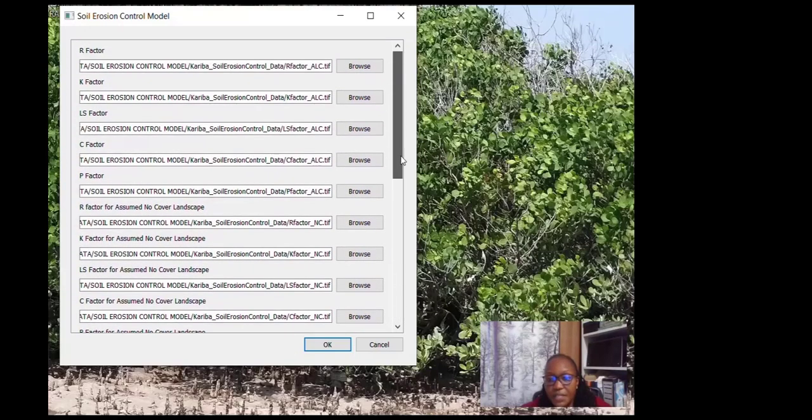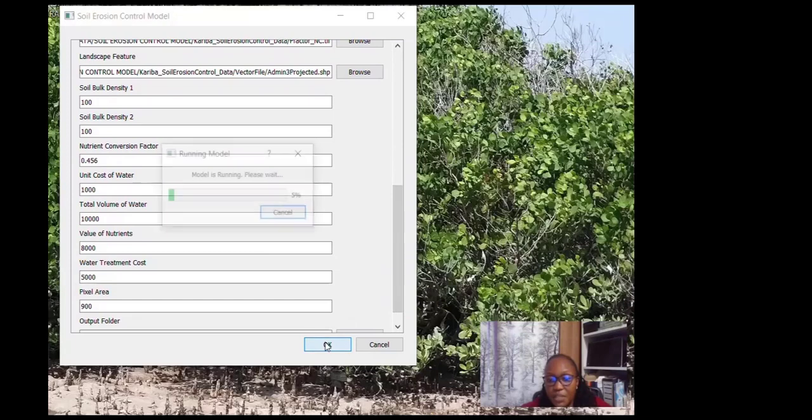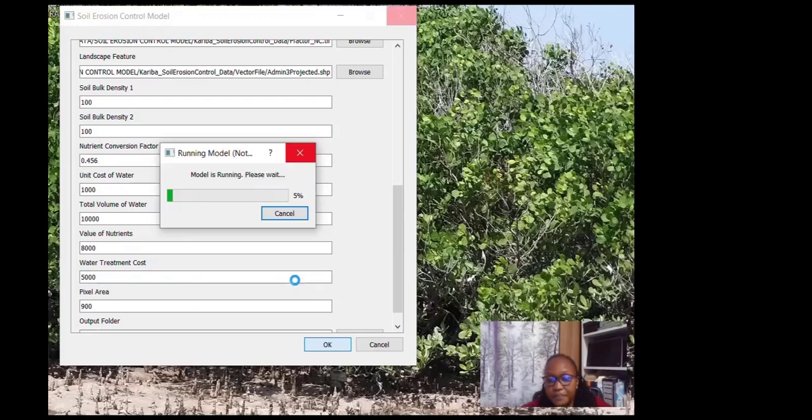Now that these data sets have been loaded, we'll run the model and give it time to run. So, quite a number of data inputs there.